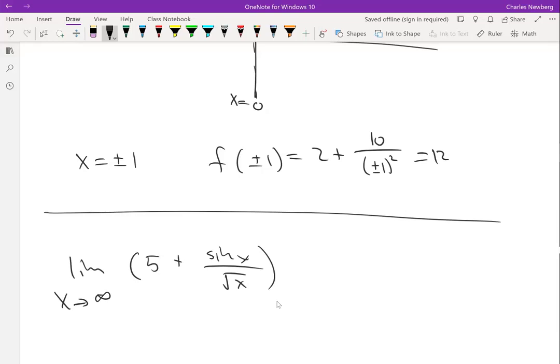All right, so let's split this up. Sometimes it is nice to go through the steps. The limit as x goes to infinity of 5, plus the limit as x goes to infinity of sine x over the square root of x. And it's that sine function that's really messing us up. I want you to find this first limit for me real quick.